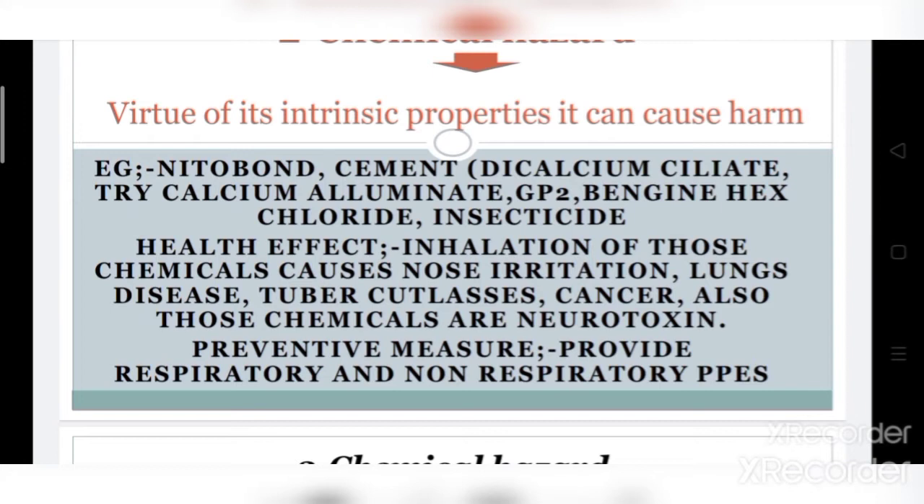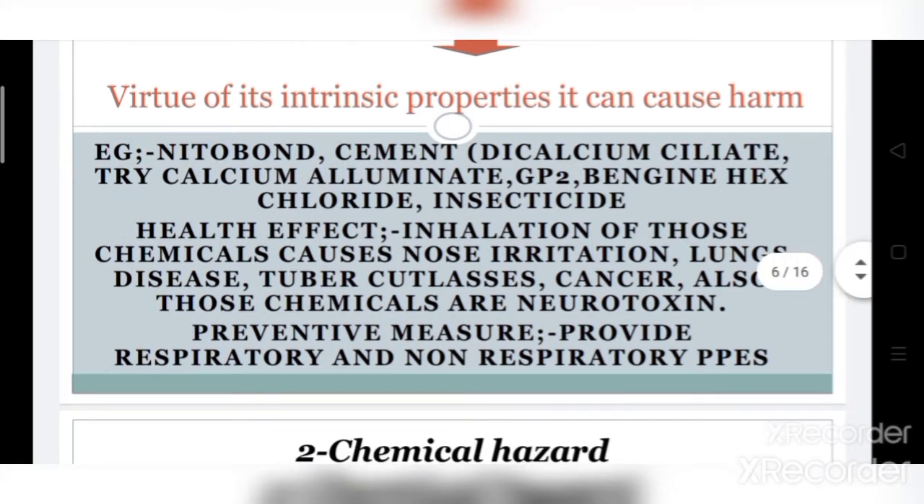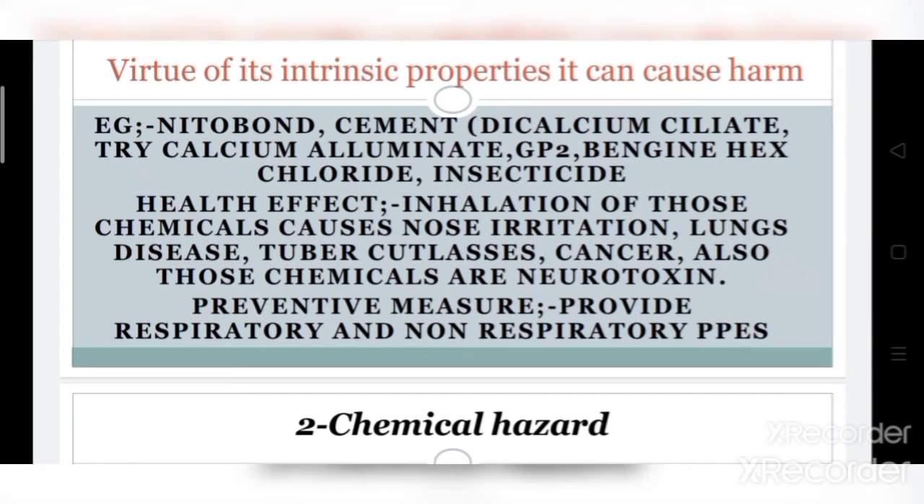So how do we protect against chemical hazard? The first thing is prevention by wearing PPEs, respiratory and non-respiratory PPEs, and providing control measures. The health effects of chemical hazard include inhalation of chemicals causing irritation, lung disease, tuberculosis, and cancer. Different types of toxic gases also affect us.